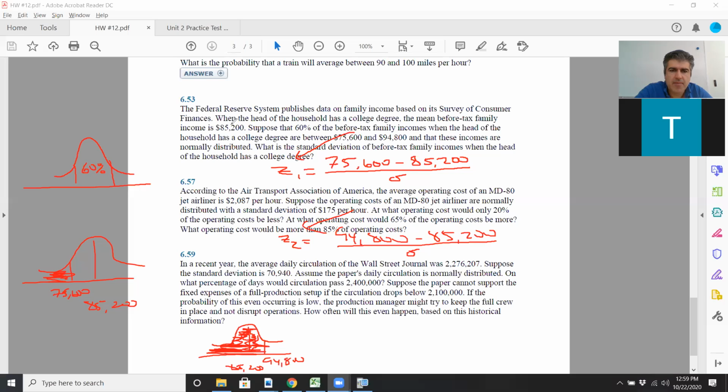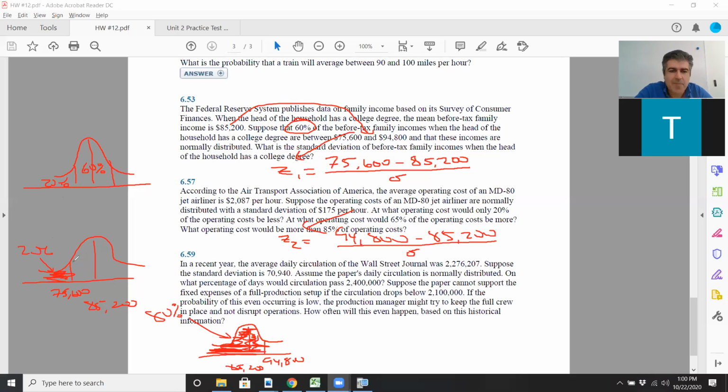Actually, I think we kind of got lucky. This is the middle 60% here. 85,200 is right smack in between those two numbers. In fact, it's the midpoint. If you do 94,800 minus that, and this minus this, I think you would get 9,600 in each case. So this is the middle 60%. We got a little lucky there. That means this is 20%, and that's going to be 80%. So I kind of lucked out there.